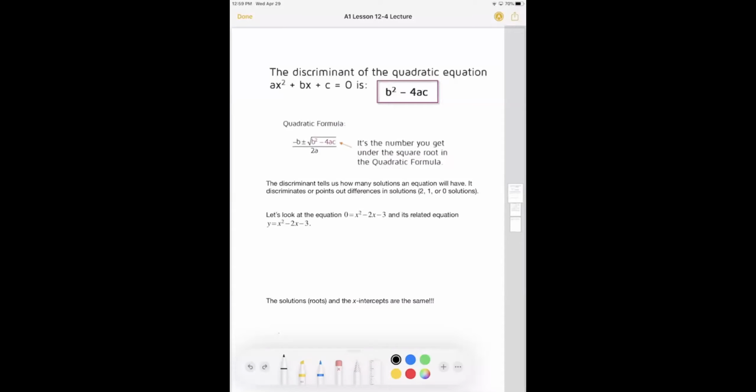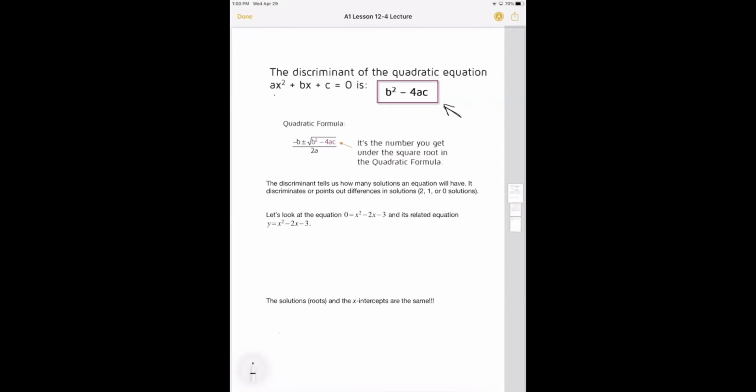Today we're going to talk about a special word called the discriminant. Let's first talk about what it is, and then I'll explain the significance of it. The discriminant of any quadratic equation is what's right here in the purple box. It is b squared minus 4ac. It's simply a number.